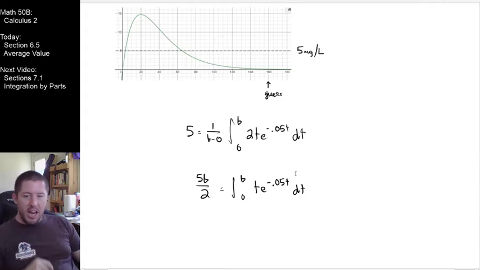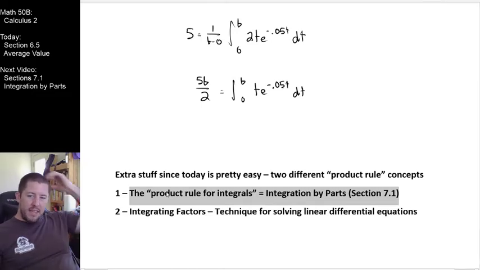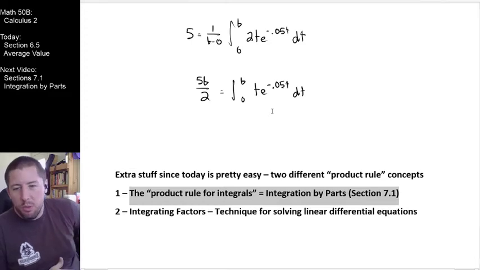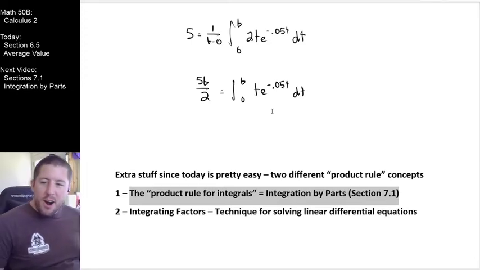Our other topic for this week after section 6.5 is section 7.1. It is going to give us integration by parts, which you could think about as the product rule for integrals. It does things for us other than just products of functions too, so I think that's not a great description. But just as you'd want to use the product rule for a derivative, for an integral we want something that does something like the product rule for us. So I think we've covered our average value.